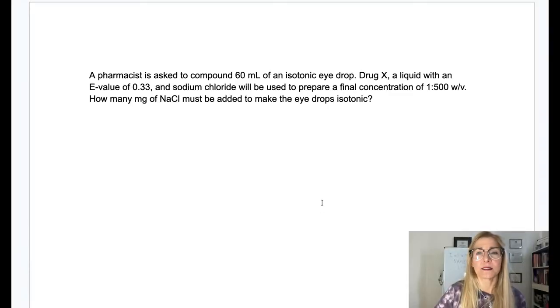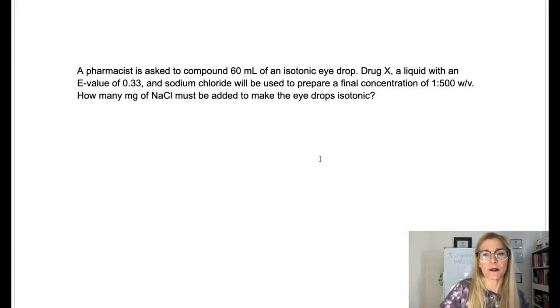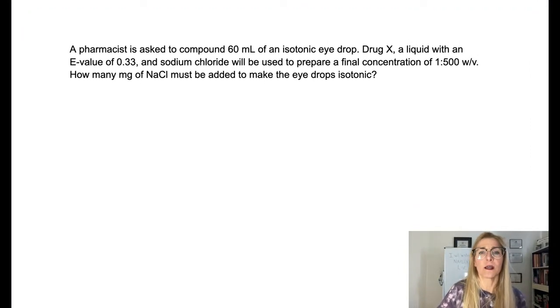So we have a question a student sent in, and this question was because there's so many other people getting this wrong. So why did all these people get this question wrong? I'm going to screen share with you, and it's an isotonicity question. Okay, so I rewrote it here. I'm not sure the source of the question.